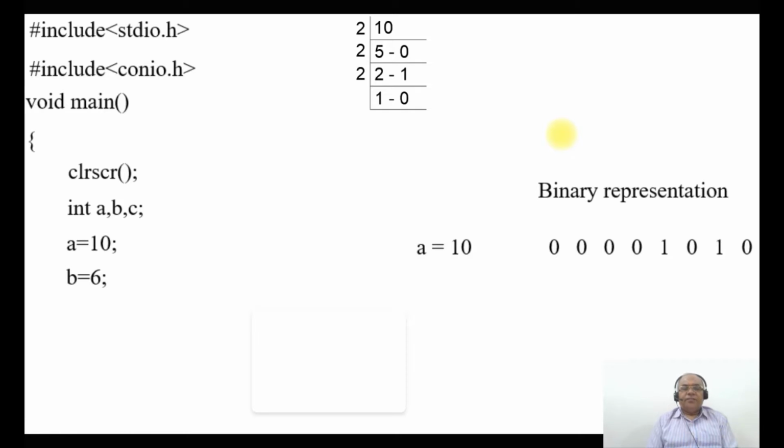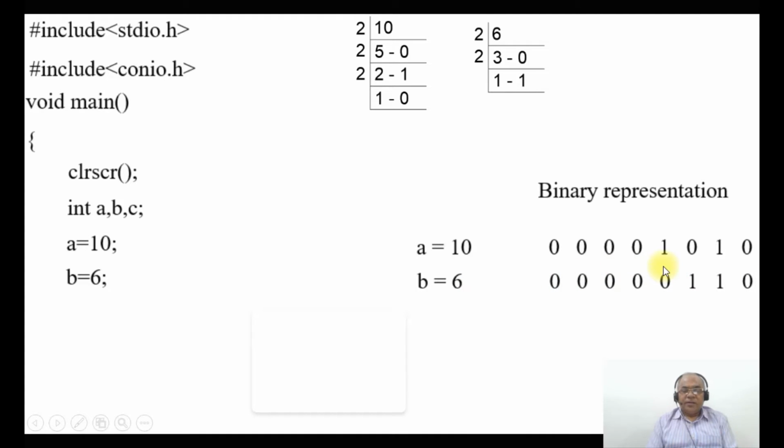Now b is equal to 6. So b is equal to 6, what happens? Again 6 divided by 2, 2 3s are 6, the remainder is 0. Then 3 divided by 2, the remainder is 1, and 2 1s are 2, so the remainder is 1. So 1 1 0, you can see 1 1 0, and the remaining bits are zeros.